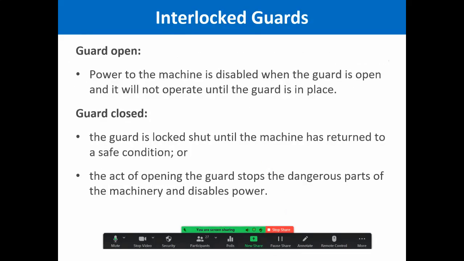Okay, interlock guards. Basically, what happens when the guard is open? Power to the machine is disabled when the guard is open, and it will not operate until the guard is put in place. Guard closed, the guard is locked shut until the machine has returned to a safe condition, or the act of opening the guard stops the dangerous parts of the machinery and disables the power. So these are interlocked guards.